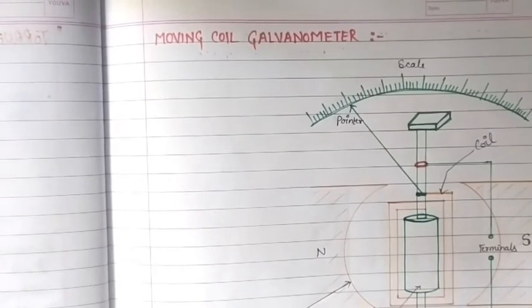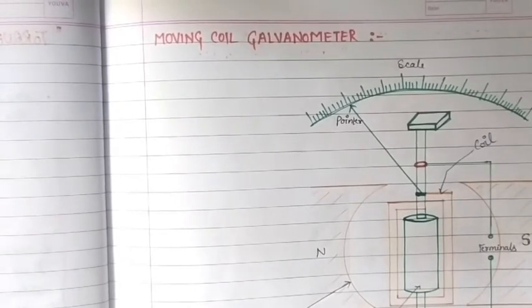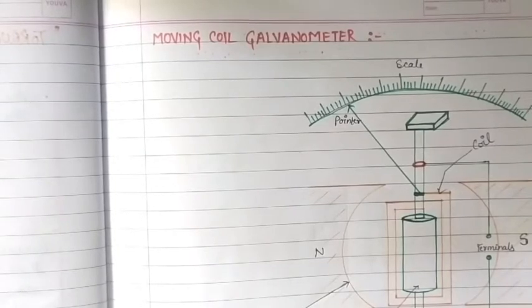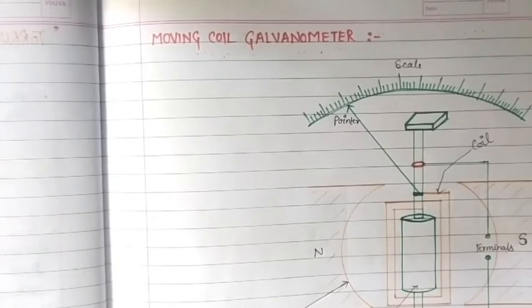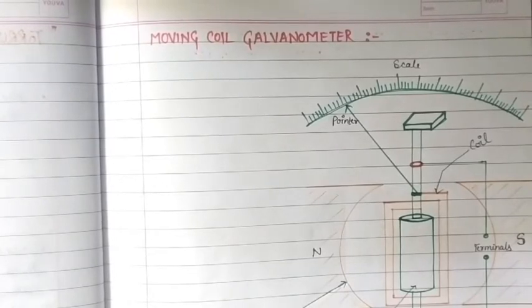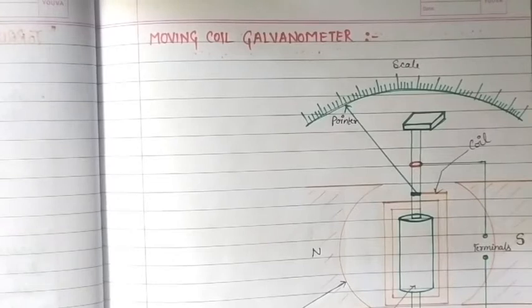Basically, galvanometer is a device that is used to detect a current in a circuit. And when we talk about moving coil galvanometer, it is a kind of galvanometer that is used to detect current in a circuit by the help of a coil that carries current and rotates due to the presence of a magnetic field. Means moving coil galvanometer consists of a current carrying coil that rotates in a magnetic field because of the torque acting on it.